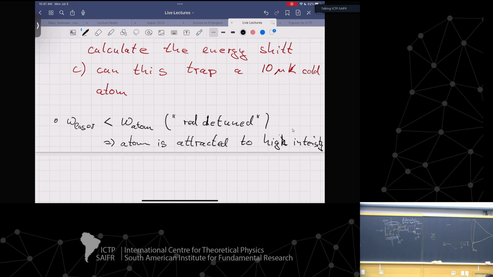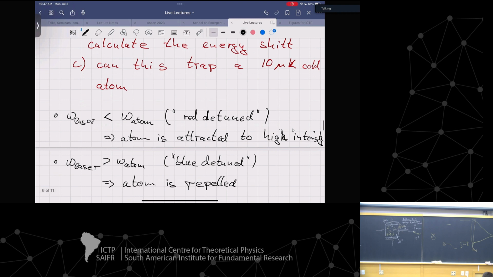You could have the laser be of higher energy or higher frequency than the transition of the atom. This is blue detuned. And now you can push the atom around. Now the atom is repelled. And actually, both situations can be used for trapping.